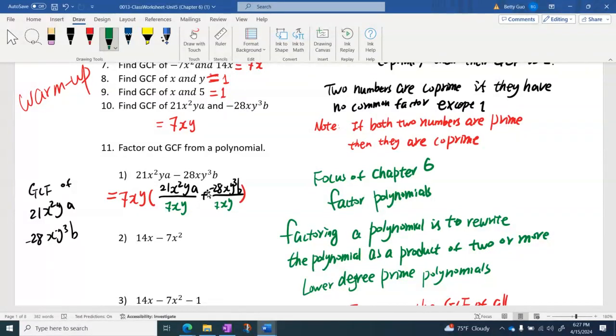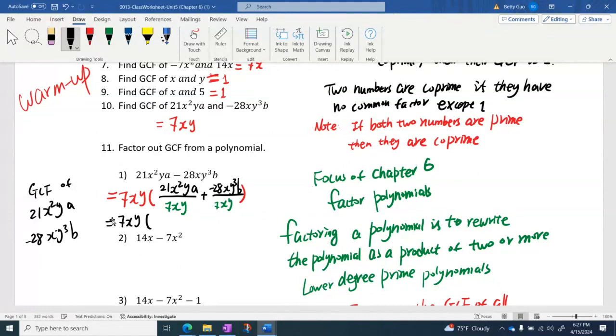Don't rush to do anything yet. Do not rush to simplify yet. In this step, all you need to do is use the original term 1, just copy exactly what the first term is, over the GCF. The GCF is the 7xy we just factored out. And then plus, always use adding, plus the original second term, which is negative 28xy cubed b, over the GCF. And then we are going to simplify in the next step.